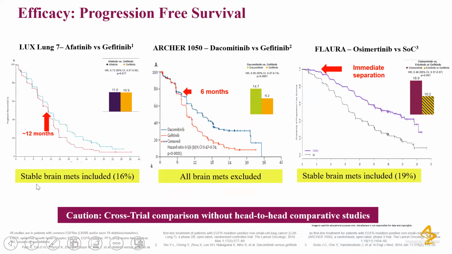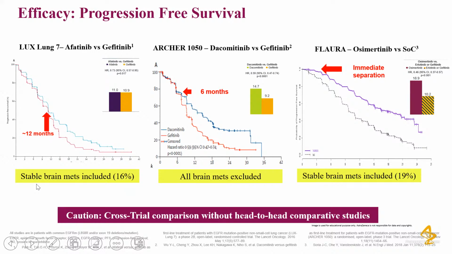You can see here the efficacy, progression-free survival based on different clinical trials, and a caution has already been written that cross-trial comparisons without head-to-head comparative studies have to be taken with care. But you can see the differences. LUX-Lung 7, afatinib versus gefitinib: stable brain metastases were included, around 16%. Progression-free survival was 10.9 for gefitinib and 11 for afatinib, with a hazard ratio of 0.73.